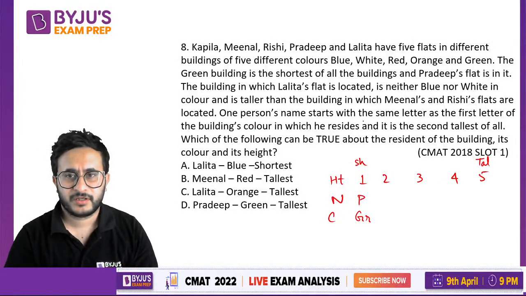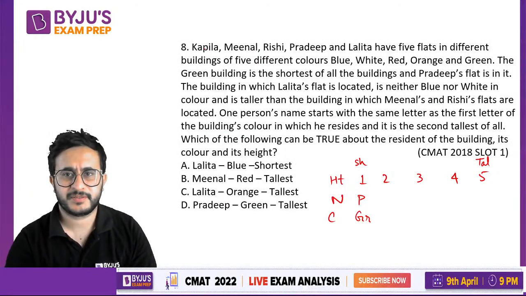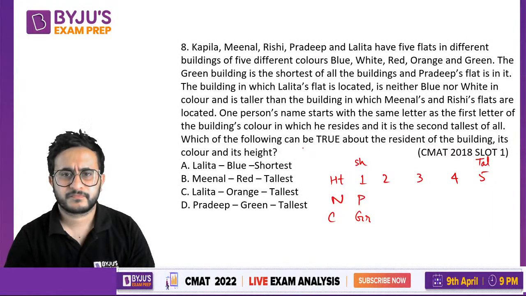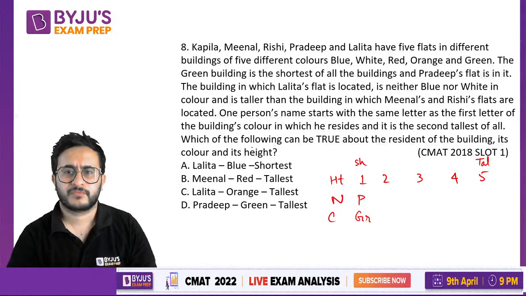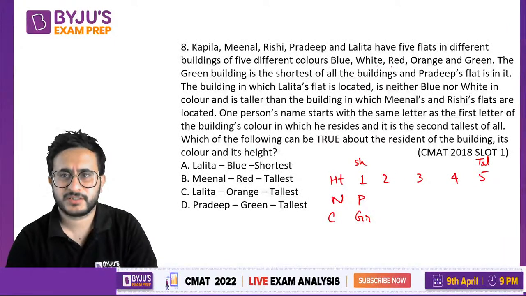Okay, same letter as the first letter of building's color. So what could be that person? Because there will not be too many cases. Kapila cannot be the person. Meenal cannot be the person. Rishi cannot be the person. Pradeep is not that person. Hmm, no such person is forming. Kapila is, there is no word with K. Okay, Rishi in red.